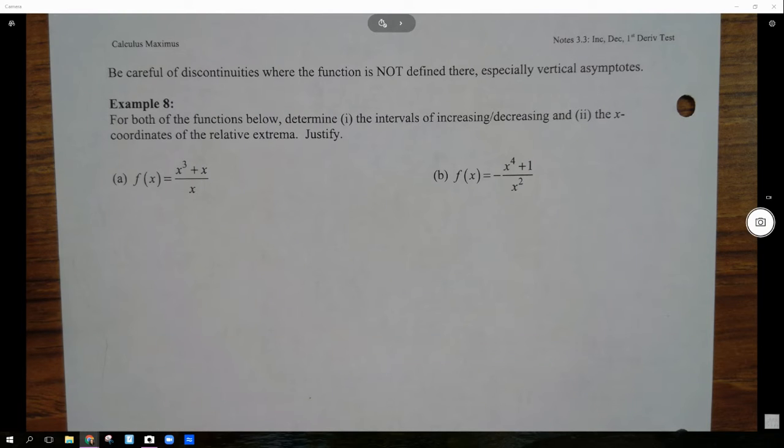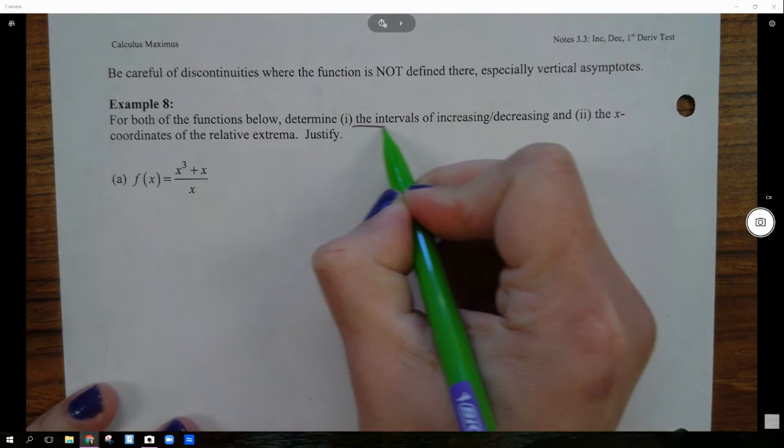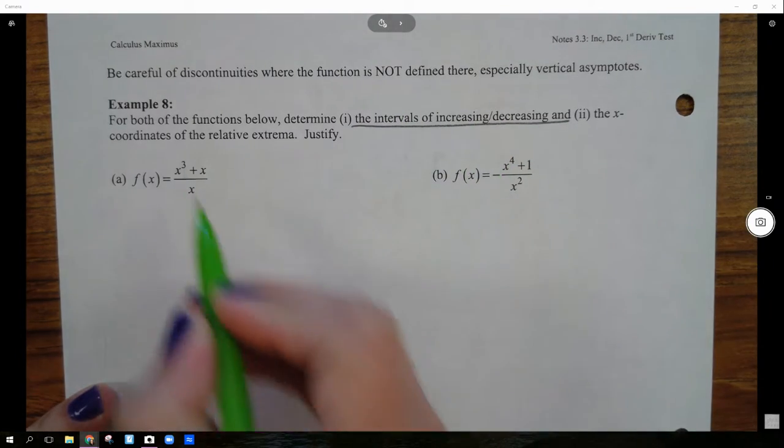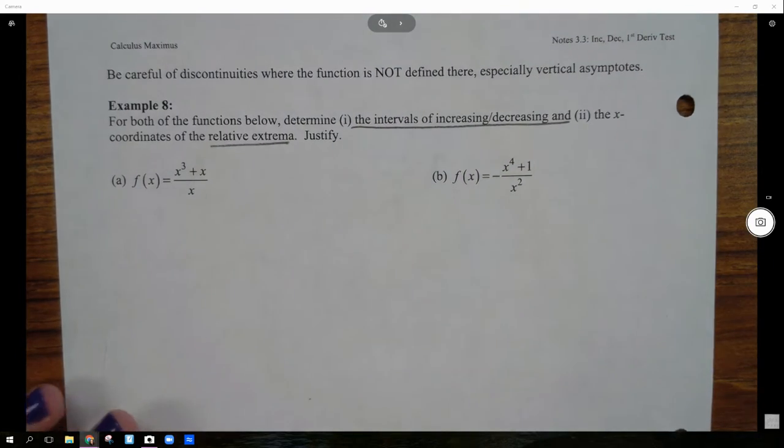Okay, here is example number 8 of chapter 3, section 3. We're doing the increasing, decreasing intervals and first derivative test. So for example 8, for both of the functions below, determine the intervals of increasing and decreasing and the x coordinates of any relative extrema and justify.